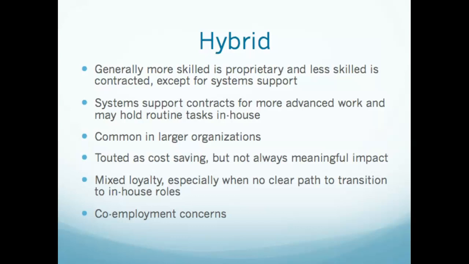The only difference really is in the systems, where the more skilled you need, the more likely you are to contract that. And that's because systems are changing so rapidly that you really need to contract for someone who has the most up-to-date knowledge to do very complex systems work, whereas the more routine stuff could be done by someone that's there every day. So normally, if you're going to have a hybrid, your systems person is the person with the lower skill level, and you contract for higher skill levels. But in the other positions, reverse is true. Higher skill level is normally in-house. Lower skill level is normally contracted. Very common in large organizations.